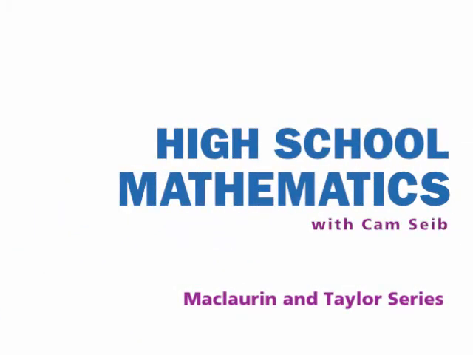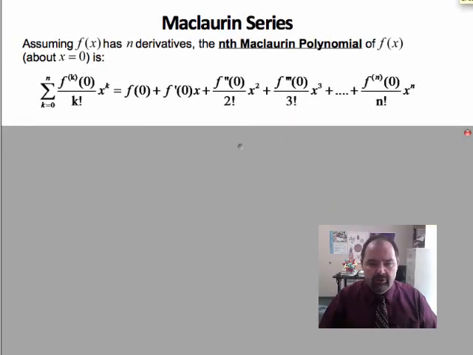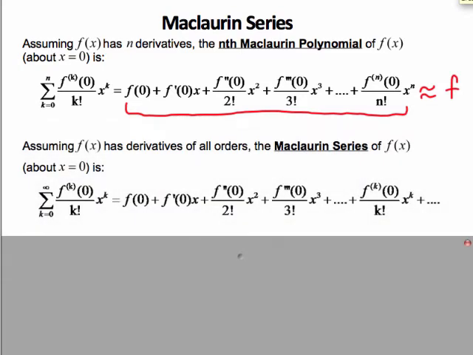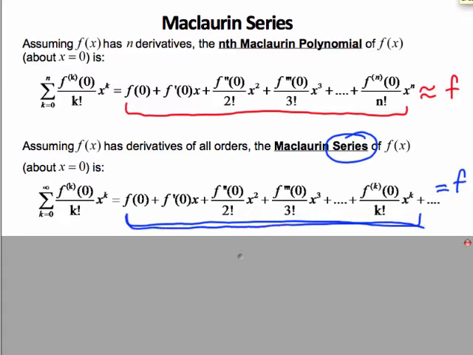Up to this point, we have defined the nth Maclaurin polynomial to be this polynomial. And this polynomial we know approximates f at points around x equals 0. Now what we can do is take this pattern and extend it to infinity. In other words, create an infinite series out of this pattern. And this series will then have a sum equal to f as long as the infinite series converges.